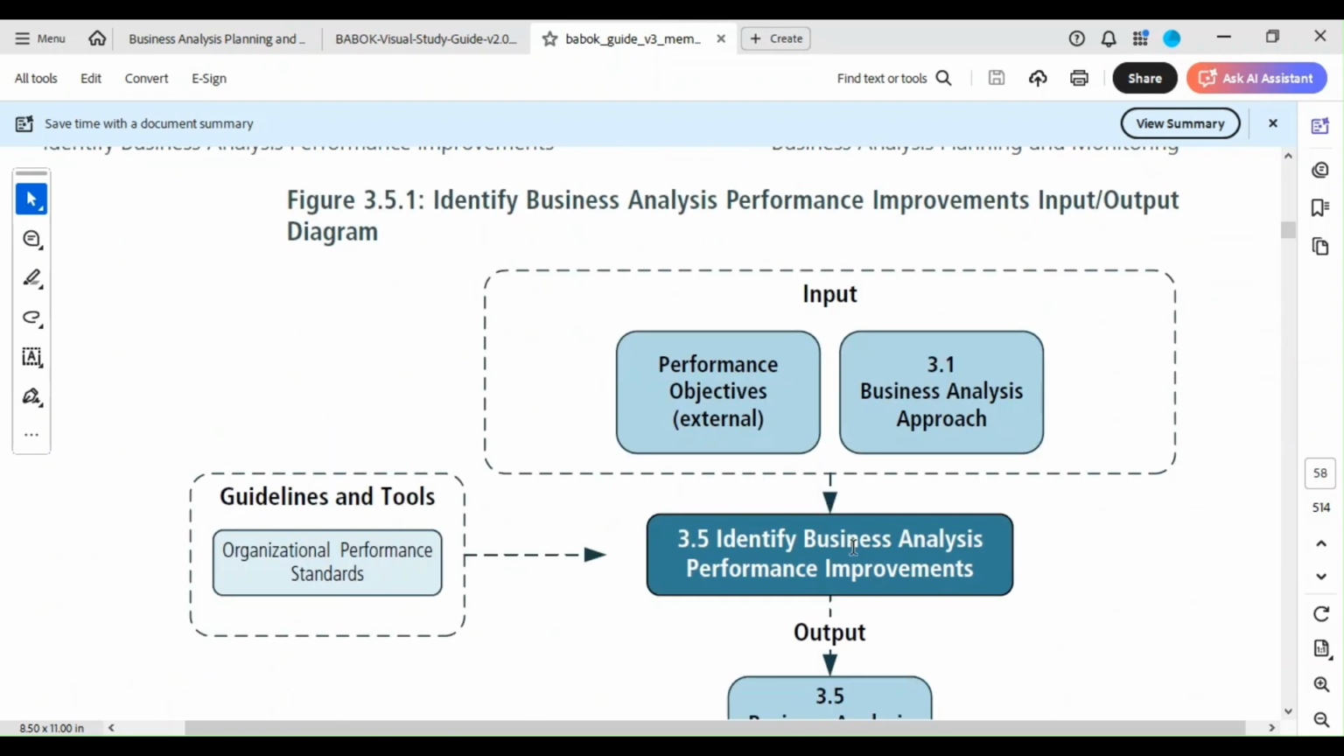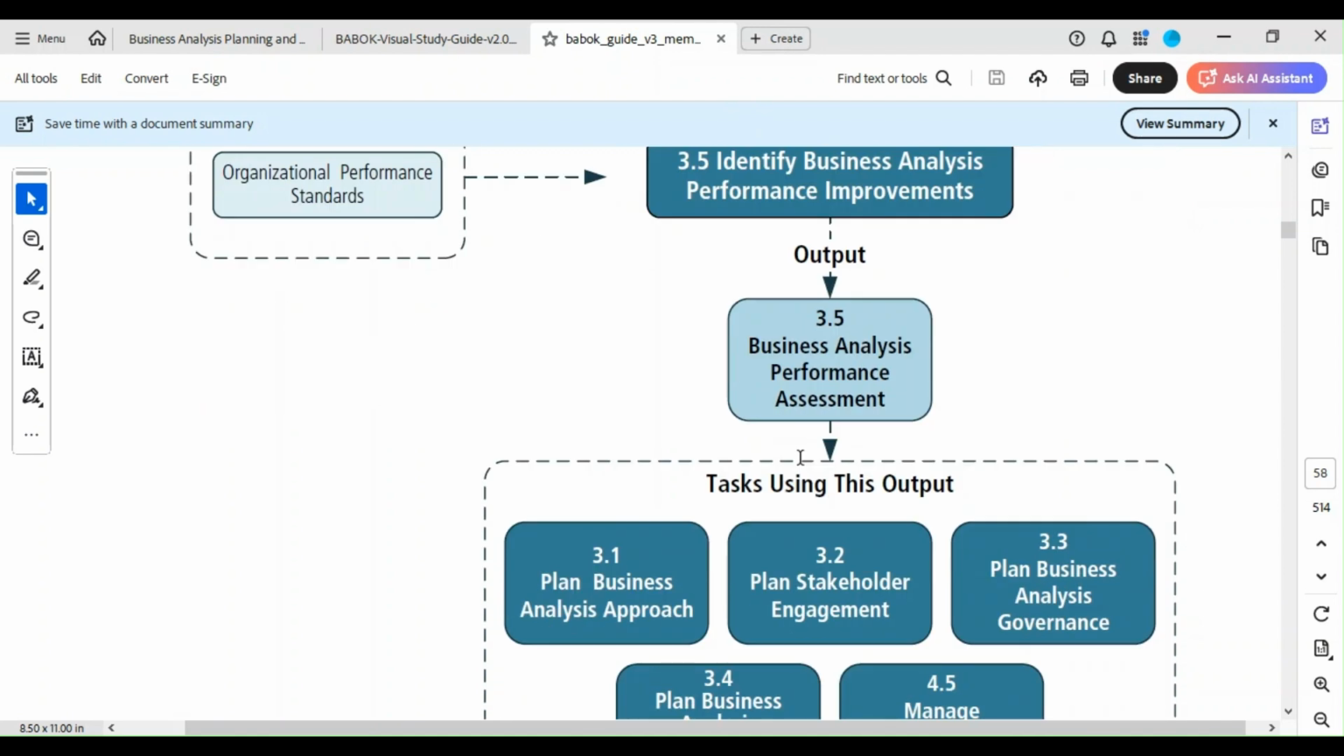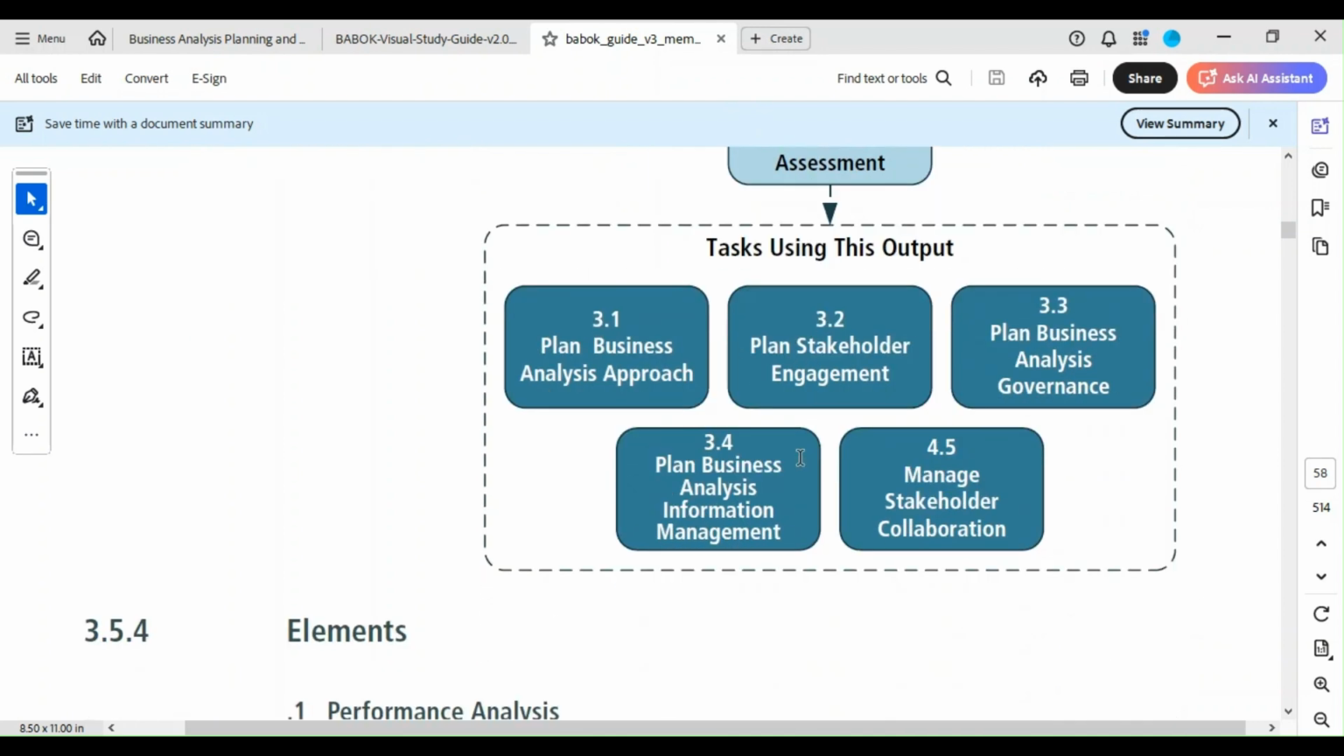So looking at this diagram, we can identify the business analysis performance improvement input and output diagram. Remember, the input is your performance objective, which is external. Then business analysis approach, what is the approach you are going to take. Then the guidelines and tools, what will guide you. It would be the organizational performance standards. So maybe the organization has a performance standard you can consult while you are doing this. Then the input helps you to identify business analysis performance improvement. This is what you are doing. And the output will be business analysis performance assessment. That means at the end of the day, you have assessed the performance of what you have done.